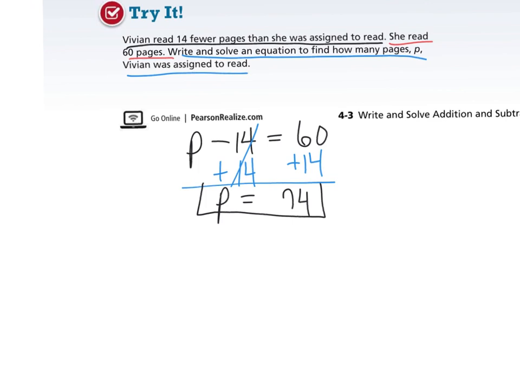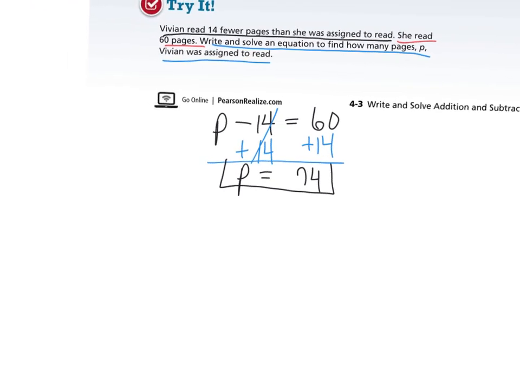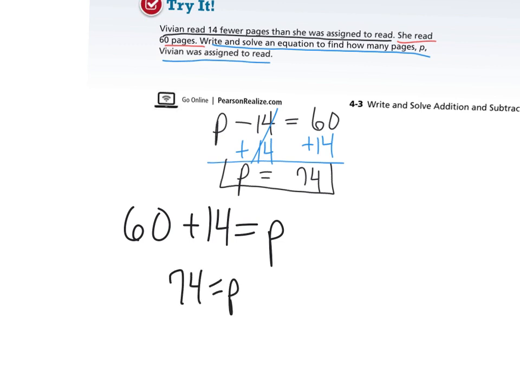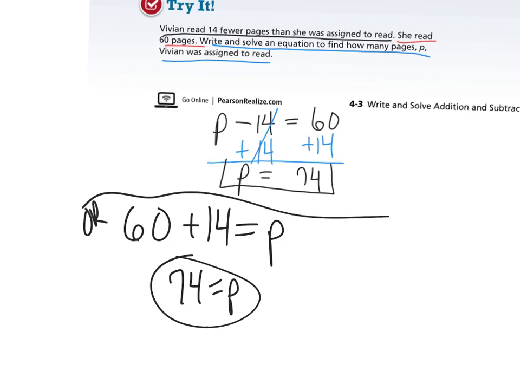It didn't say what kind of equation we had to write for this one, so if you thought, I just need to do 60 plus 14, that's fine. But to make it an equation, just put 60 plus 14 equals P. Now you've got an equation, and then you can say 60 plus 14 is 74. So that would be another way of doing it, where you're still doing what they ask you to do by showing an equation and solving it.